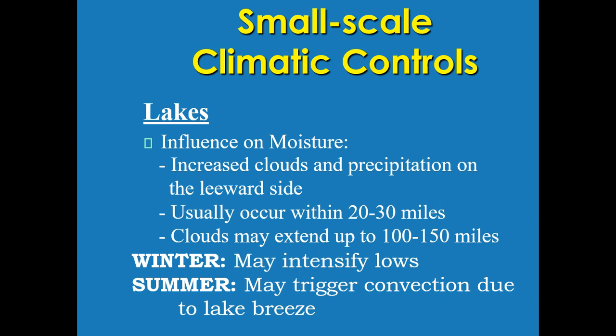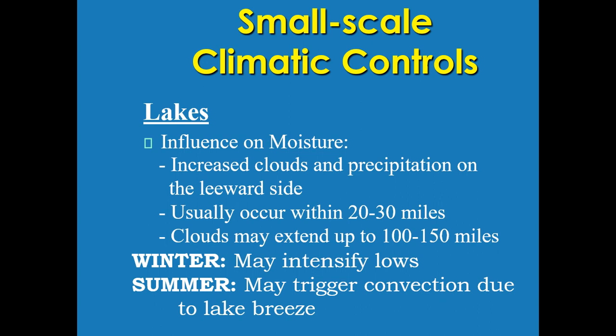Downwind of the Great Lakes, for example, places like Erie, Pennsylvania, Buffalo, New York, and Syracuse, New York, you generally get increased clouds and precipitation on the leeward side. If the wind is blowing across an unfrozen Great Lake, this is where you get the lake effect snow belts, or what we call the lake effect snow machine, where incredible amounts of snow fall on the leeward side of the Great Lakes.